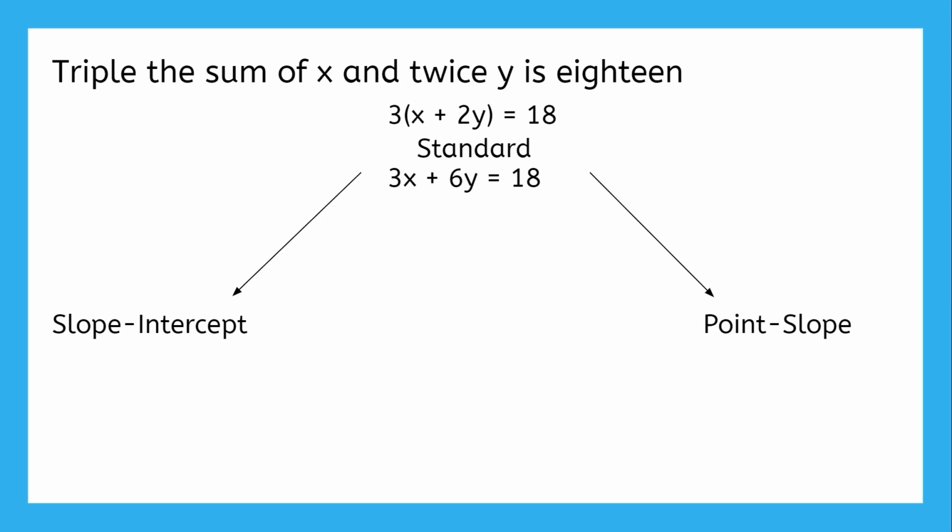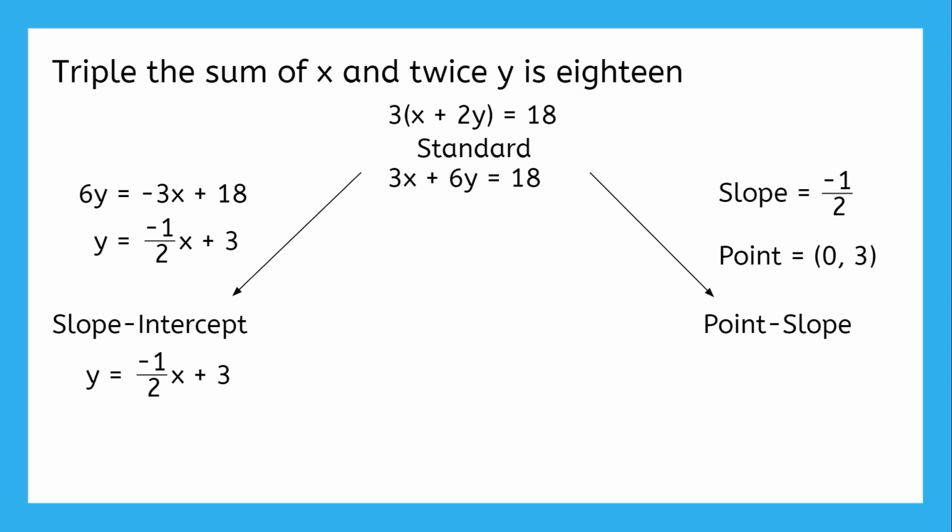For slope-intercept, we need to isolate the y, so just subtract 3x to the other side and then divide by 6. The slope-intercept form of this equation is y equals -1/2 x plus 3. For the point-slope version, we can use the information we just found, that the slope is -1/2, and that the y-intercept of 3 gives us a point to use. If we use those in point-slope form, we get the equation y minus 3 equals -1/2 times x minus 0.